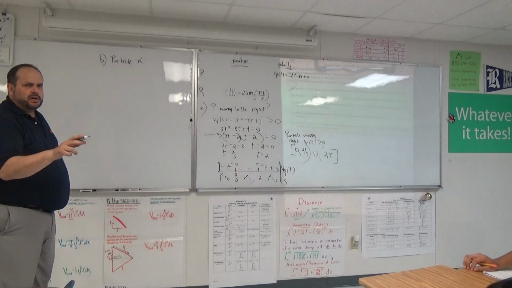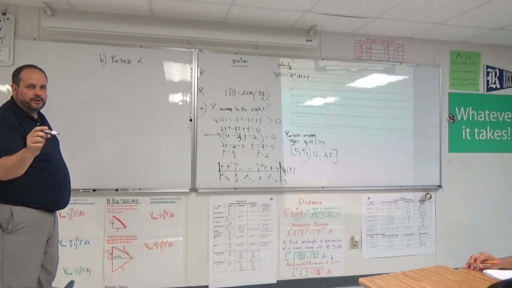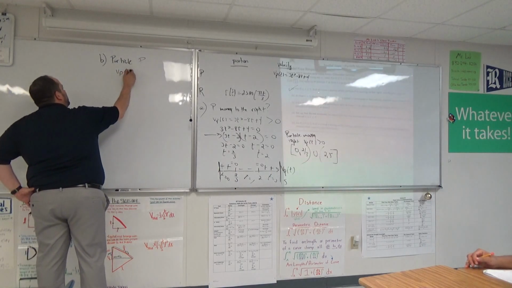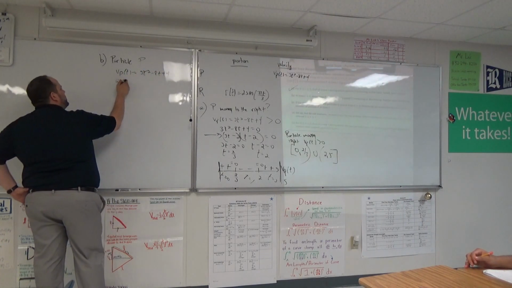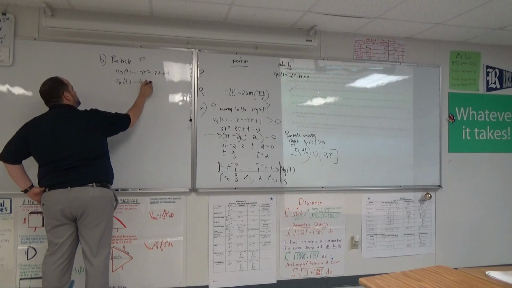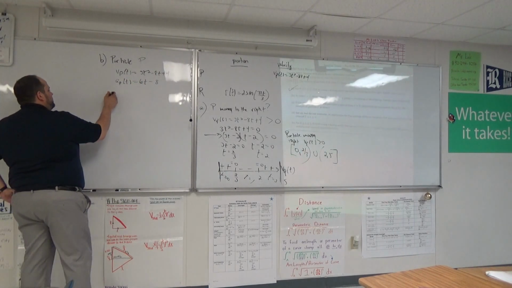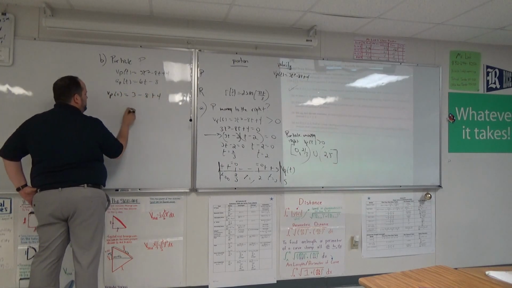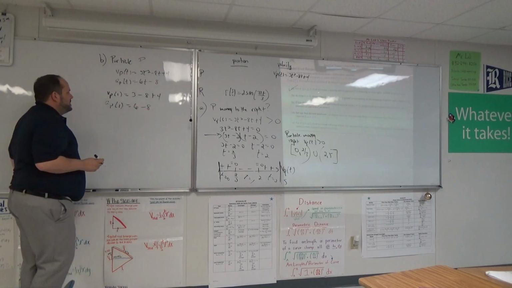Anybody else doing particle R? Or is everybody doing particle P? Particle P. All right, particle P. I've got my velocity, 3t squared minus 8t plus 4. My acceleration, everybody's at 6t minus 8. Okay, velocity at time 1 is going to be 3 minus 8 plus 4. Acceleration at time 1 is 6 minus 8.